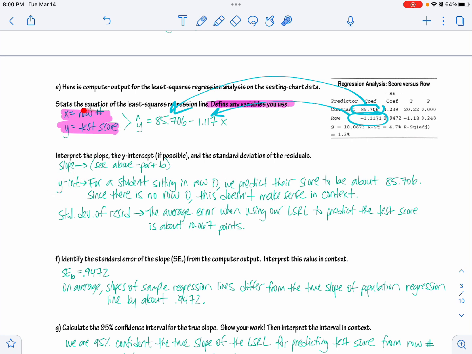What is x again? It's the row number. Okay, so row 0, is there a row 0? No. The front row is considered row 1.